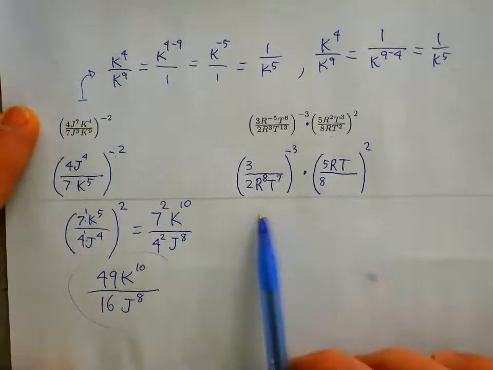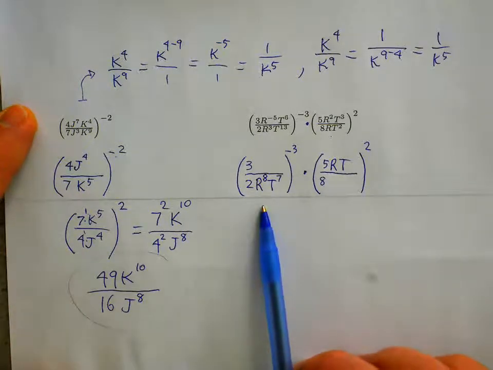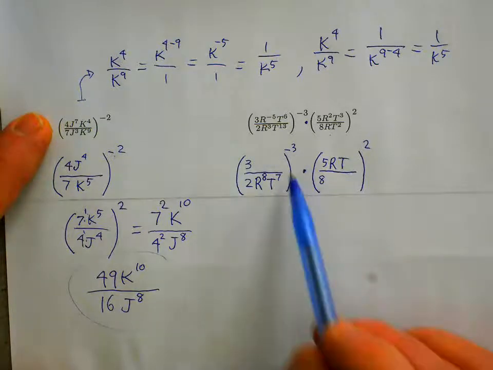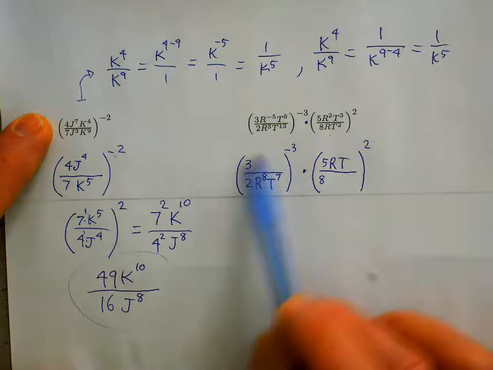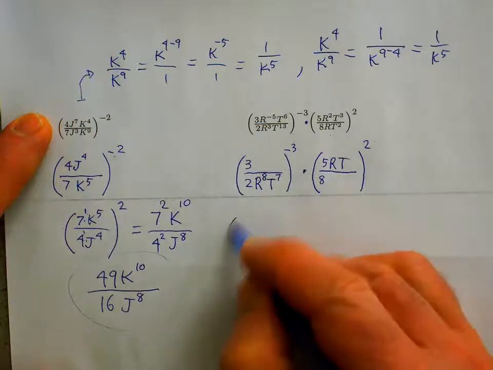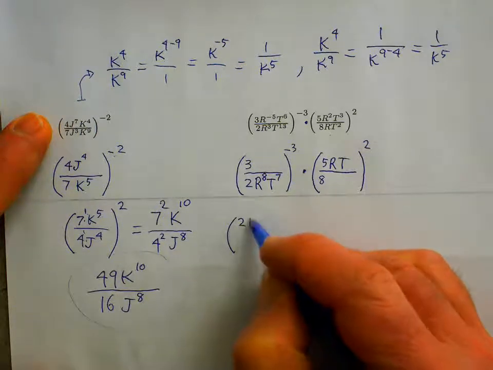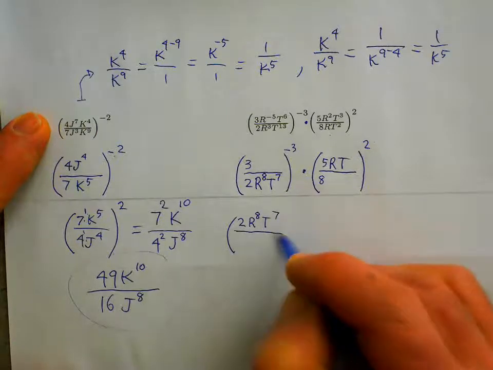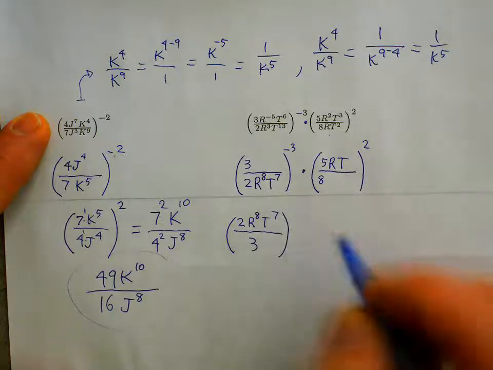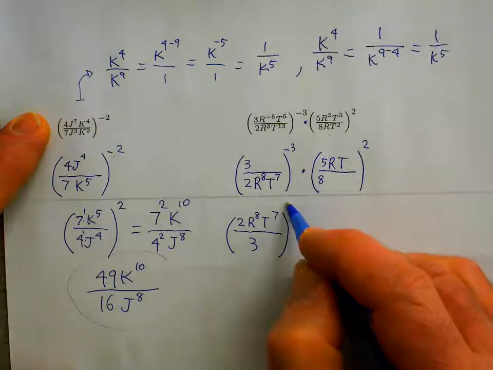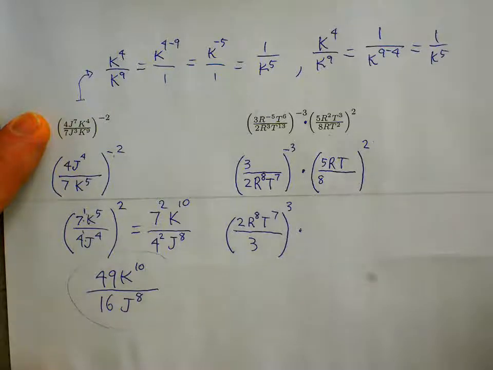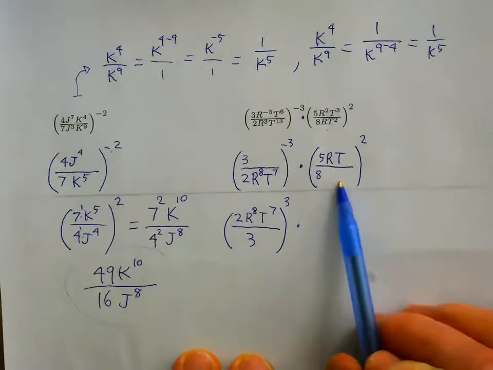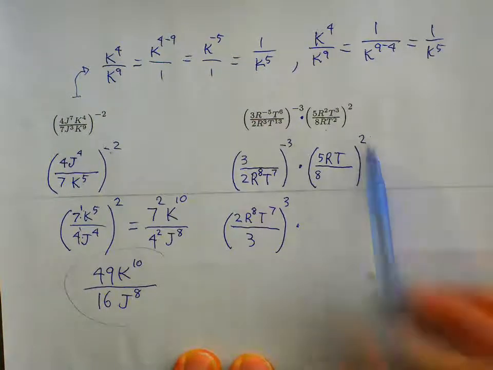Okay, now going back to the expression on the left, we'll deal with this outer exponent negative 3. That means we're going to write the reciprocal of the fraction. So we're going to have 2 times r to the 8th times t to the 7th divided by 3. And we change the outer exponent to positive 3. For this expression on the right, we can apply the outer exponent too.